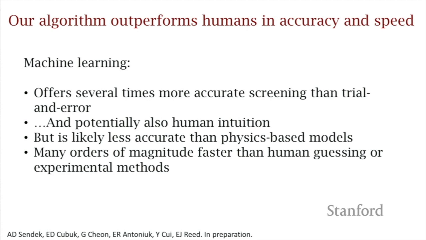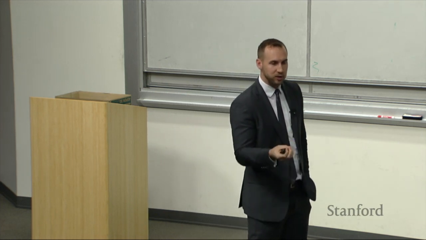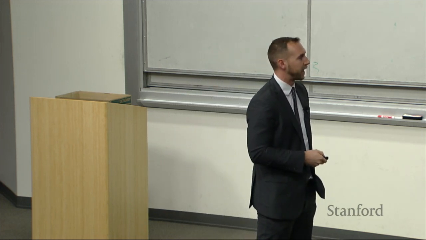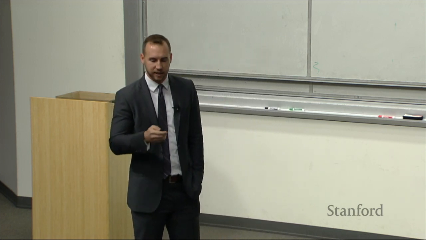So we often have people come to us and ask when is it appropriate to apply machine learning to a materials problem? And I think this is the answer. If you're working in a domain where it takes you a very long time to get a data point, so you really need improvements in speed, and you just want to be several times more accurate than trial and error, that's the niche that machine learning enhanced material science is well suited to fill.